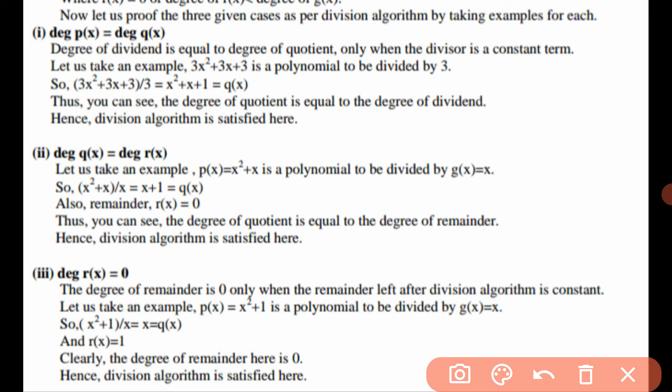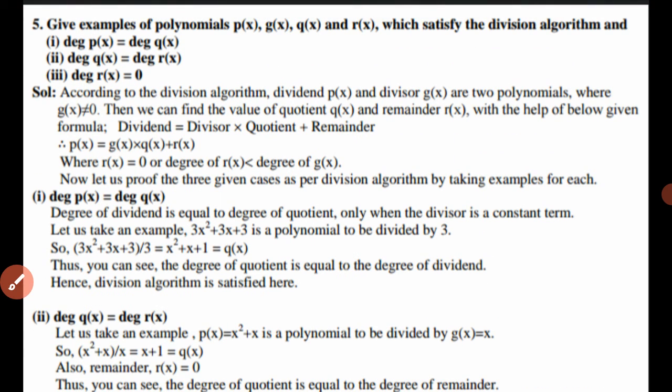So in this way you have to do this exercise, and your chapter is also finished. Now after this we will start the next chapter.